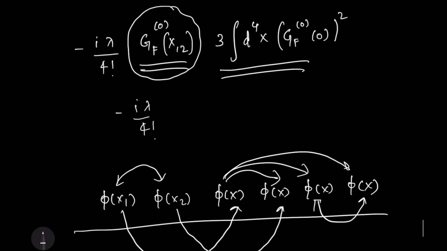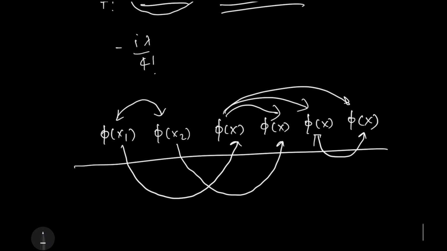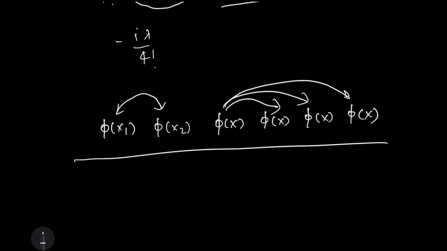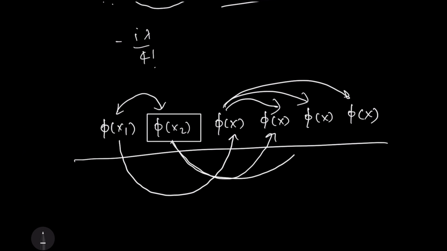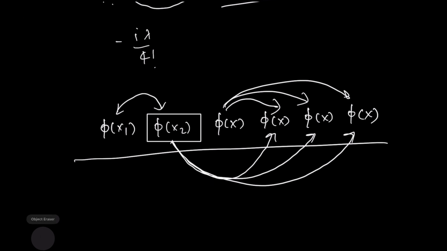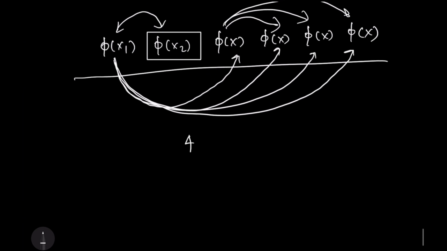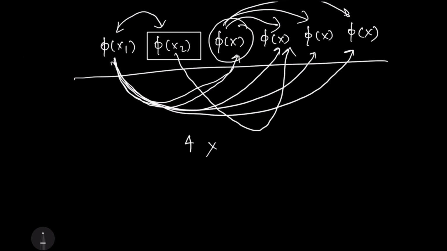So how can this be done? Let me do it once again for clarity. In the second case, if phi of x1 is pairing with a phi of x, then phi of x2 has 1, 2 or 3 choices, right? Initially phi of x1 can pair with either this phi of x or this or this or this, so that can happen in 4 ways. Multiplied by, if it has chosen any one phi of x, then phi of x2 has only 3 choices. So 4 multiplied by 3.